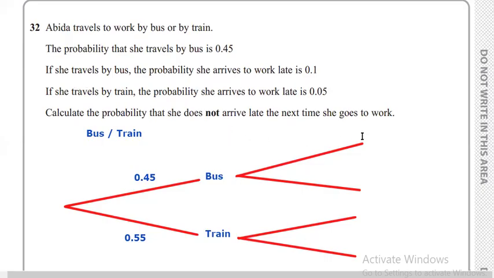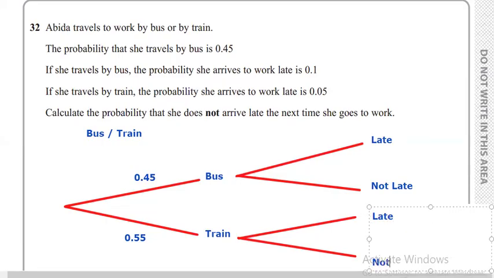First, let's talk about the bus. Let's put late here. So there's a late option or not late. Same idea with train, late and not late. Focus on these steps because they are very important.